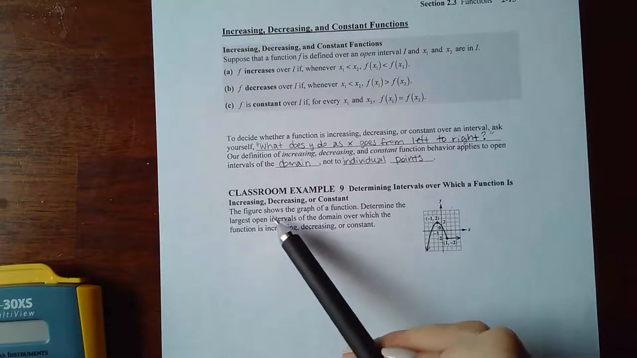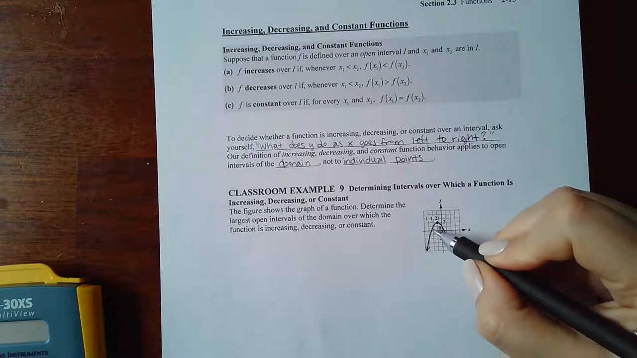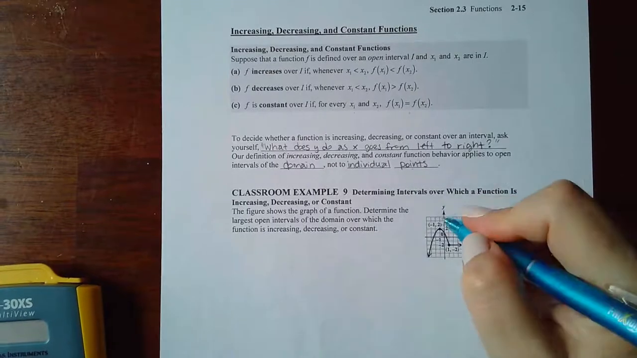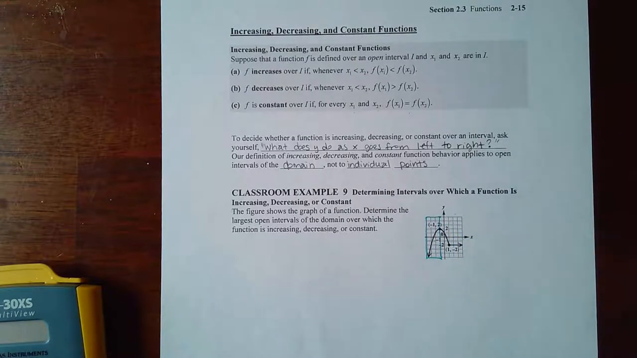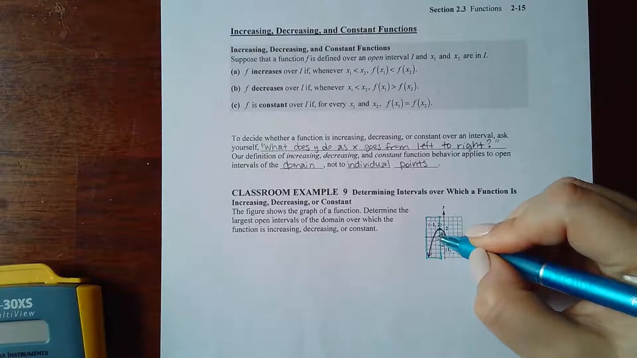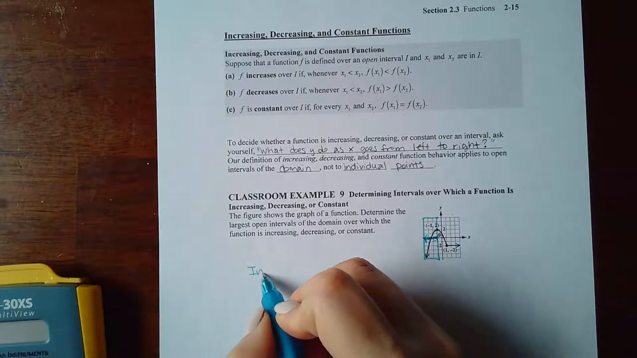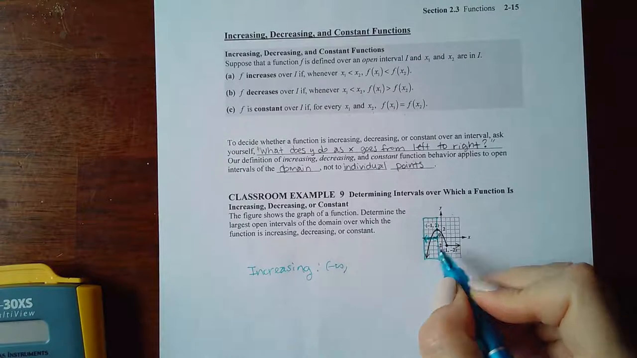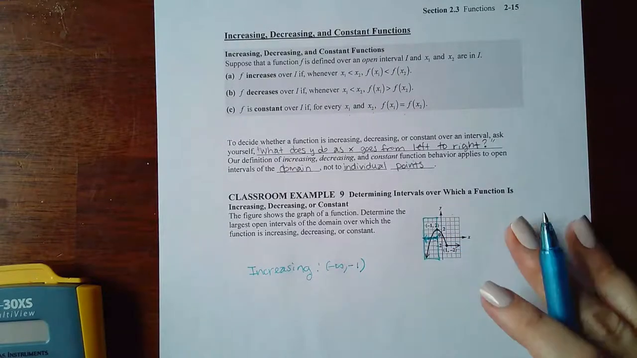So here we have the graph. Now look, as I trace this, starting from the very left spot, it's going up, up, up, up, up, until it reaches this spot, and then it starts to go down, down, down. What that means is that in this piece of the graph right here, it is increasing, because as I traced it, the graph was going up. Now, if I transpose this onto the x-axis, I end up with this, which means the interval for increasing is going to be from negative infinity to this x value, which happens to be negative 1. And again, remember, even though there's a solid dot there, you cannot use a bracket. You have to use a parentheses.